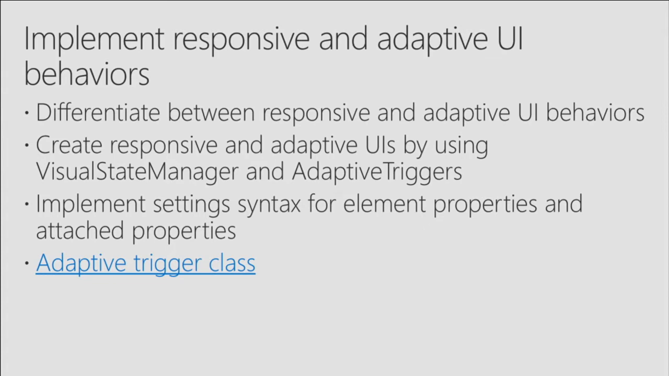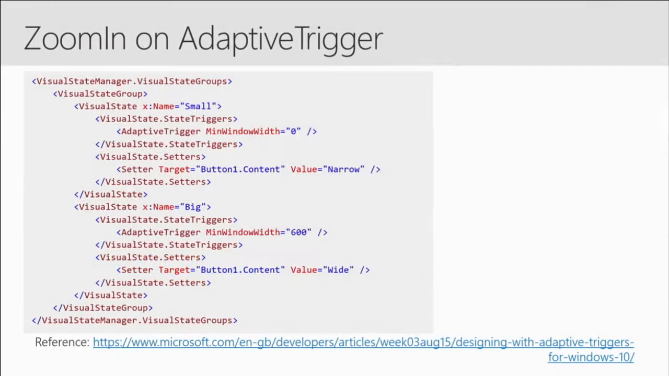Now, there's an adaptive trigger, and there's a documentation link for that. But I just want to really zoom in on this and kind of nail down. If you're used to Visual State Manager, anybody here never worked with Visual State Manager before? Okay, so Visual State Manager has a bit of a learning curve. But really, we're defining these states, and based upon these states, we can change properties of elements, we can trigger actions, we can do different things.